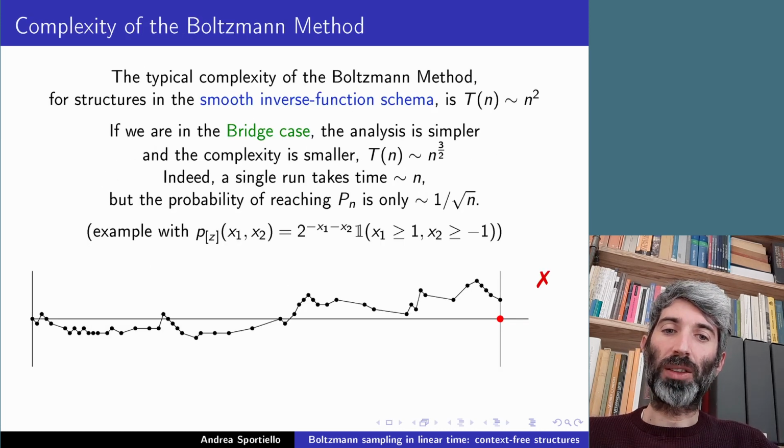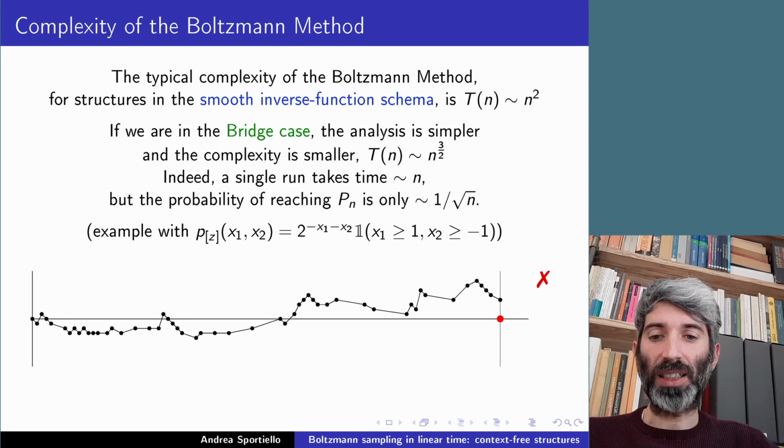The complexity of the Boltzmann method in general, when you are within the smooth inverse function schema, is roughly n squared, which is not bad, but it can be improved. First of all, if you make a bijection to bridges of the form that I said before, the complexity is just n to the 3/2, because a single run takes a time of order n, and the probability of reaching a given point is of order 1 over square root of n, because essentially of the central limit theorem, once the drift has been tuned.